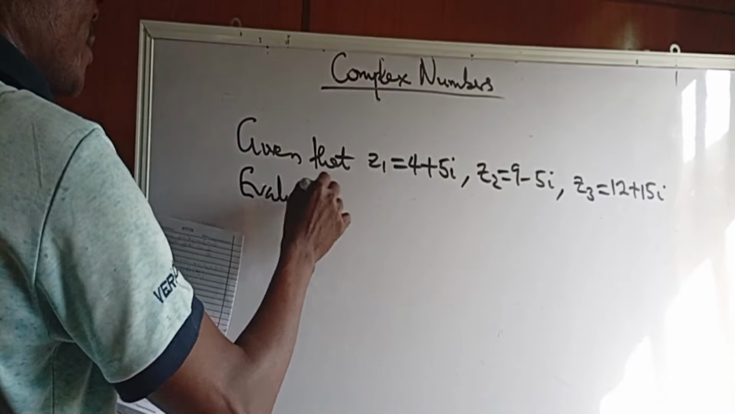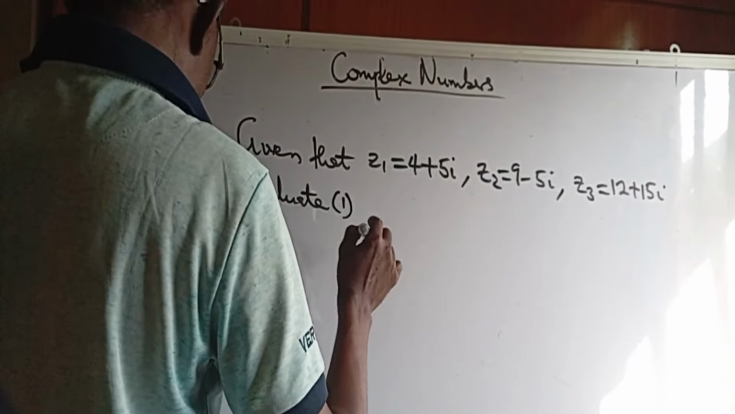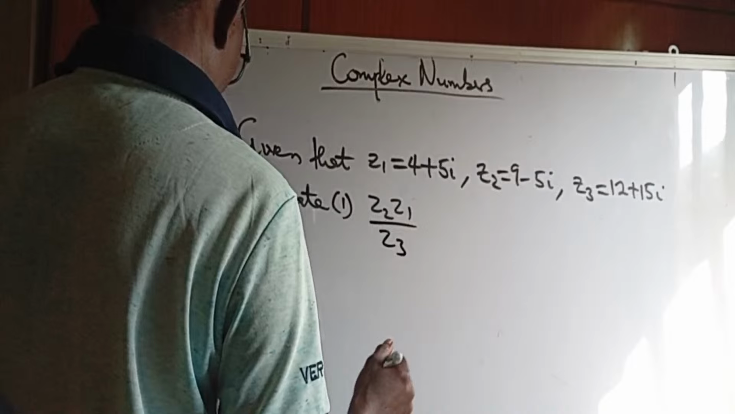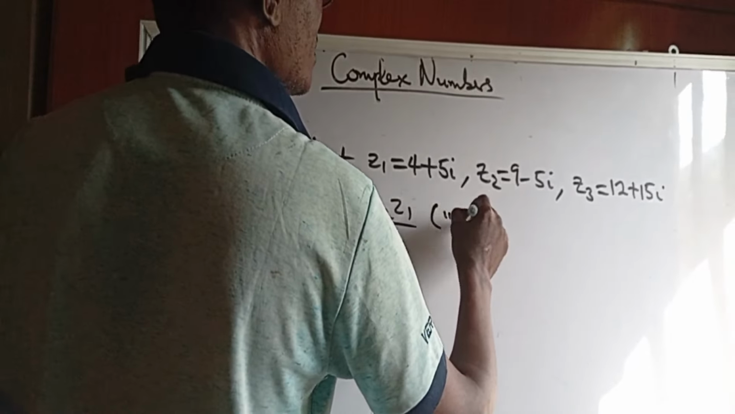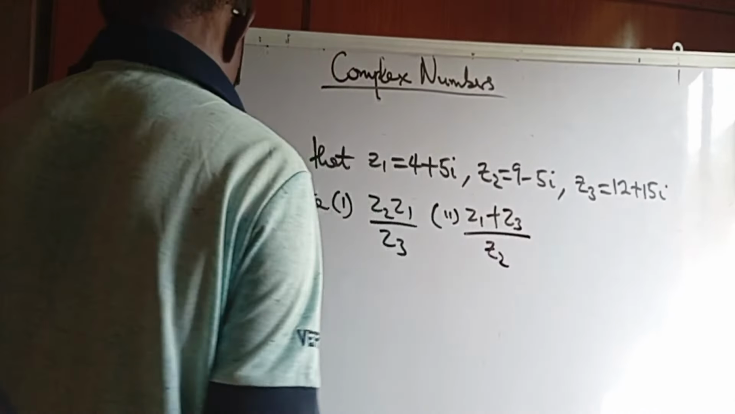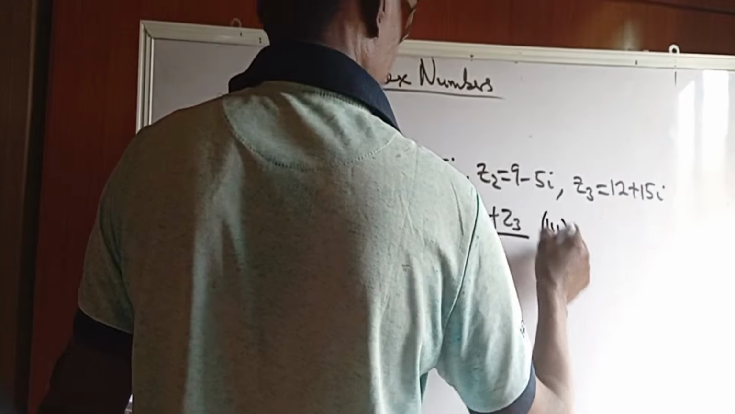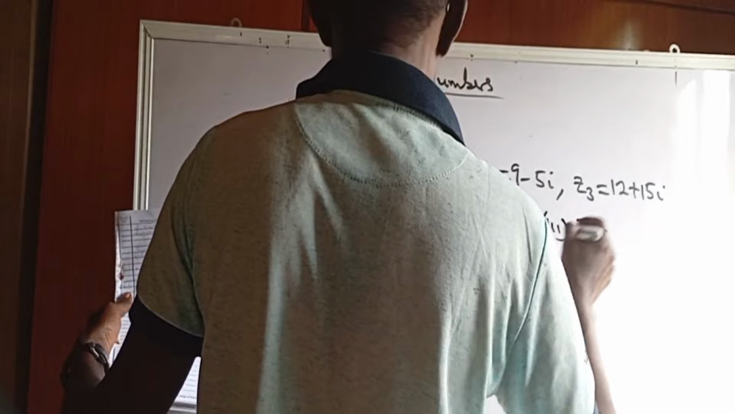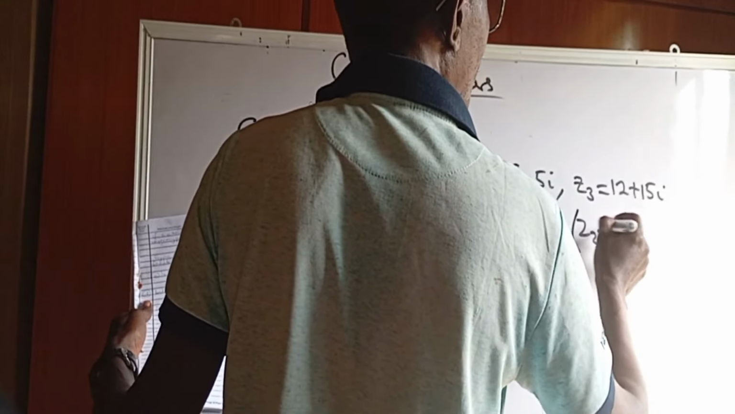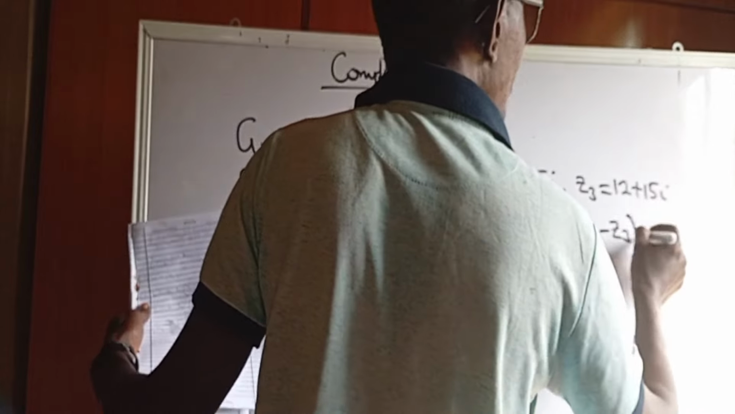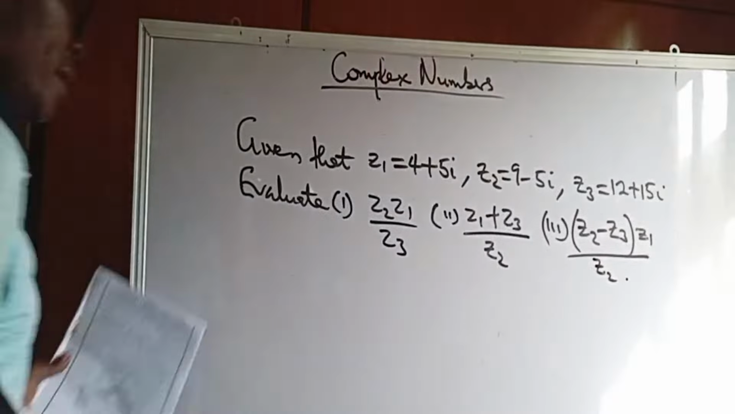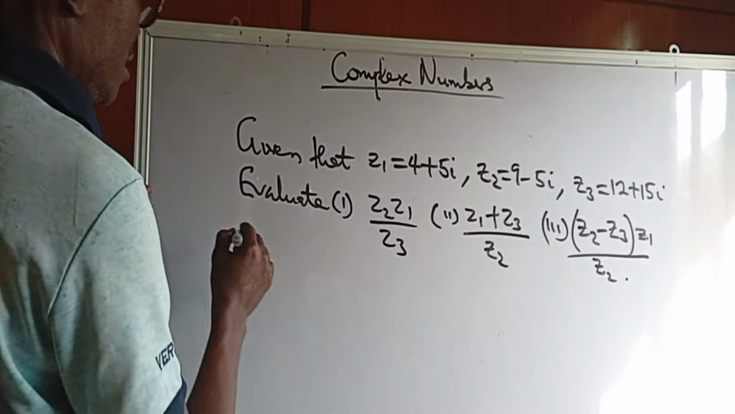So later we just start picking them one by one. 1. Z2 Z1 all over Z3. 2. Z1 plus Z3 all over Z2. The last one, 3. Z2 minus Z3 multiplied by Z1 all over. Okay, now let's solve this.